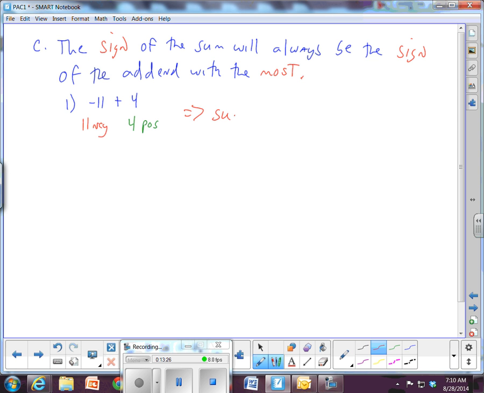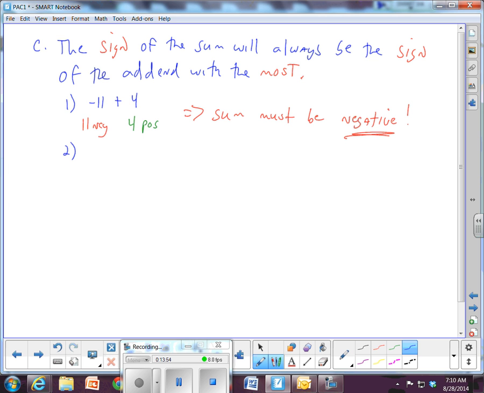Okay, so because of this, we know this. The sum must be negative. It has to be. And look, you just need to think of this every time you do a situation where you're adding a positive and negative number. Just make sure that your solution is the sign of the one with the most.